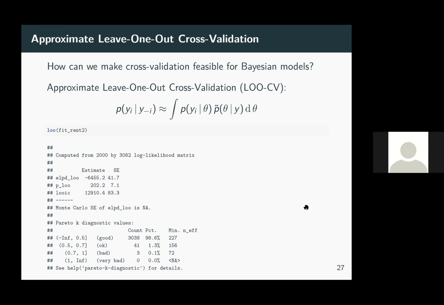Then there was another question here. Is it possible to use other scoring rules in BRMS than the log score to measure the predictive performance? So right now, for a long time, loo only supported ELPD, but there has recently been a pull request to support other kinds of measures, for instance, RMSE. I'm not sure, I think this has been merged, but I'm not sure if it's on CRAN yet. I would have to check. But in any case, soon it should be possible.